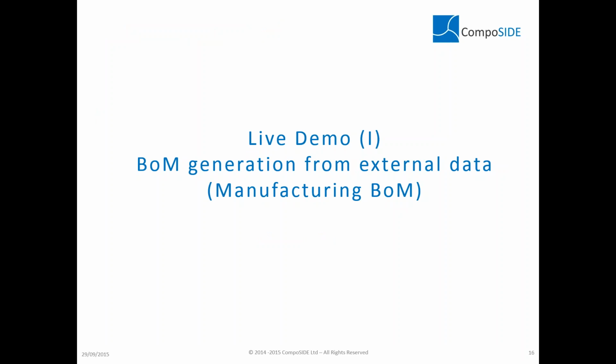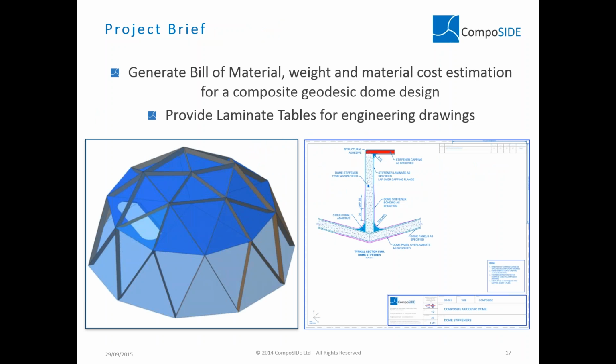Okay. So our challenge for today, as we always like a little challenge for our webinars, is to generate a bill of material, and give weight and material cost estimation for a composite geodesic dome design. We also need to provide laminate tables for an engineering drawing. As you can see, the design is ready. We just need to create a bill of material.